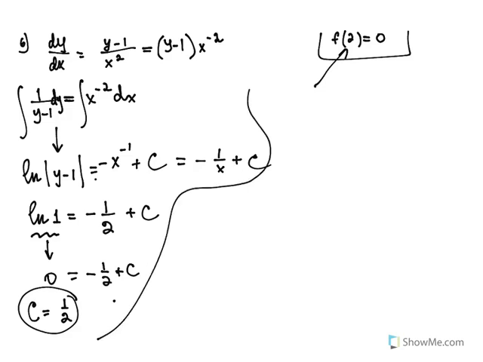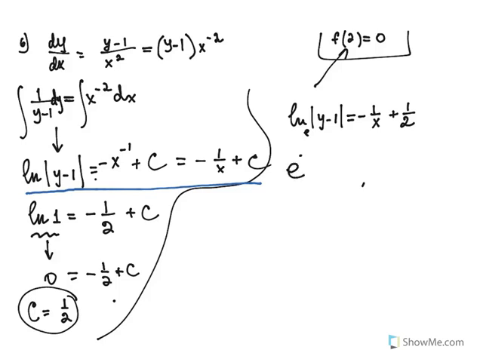So we get ln of the absolute value of y minus 1 equals negative 1 over x plus c, but c is 1/2. So that's what I get here. Now, remember, I need to solve for y, so I have to isolate the y somehow. I'm going to use the same strategy as before. So it's e to the power of negative 1 over x plus 1/2 equals the absolute value of y minus 1.